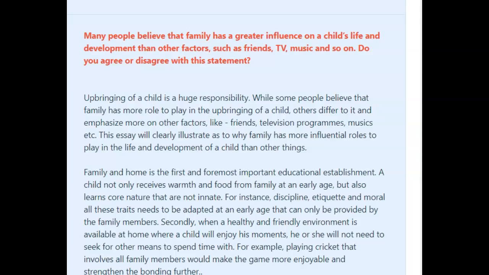Okay, many people believe that family has a greater influence on a child's life and development than other factors such as friends, TV, music, and so on. Do you agree or disagree? Here's what you said about this.